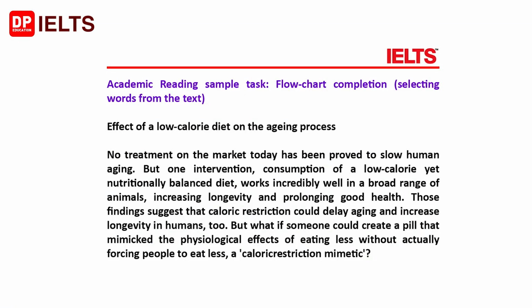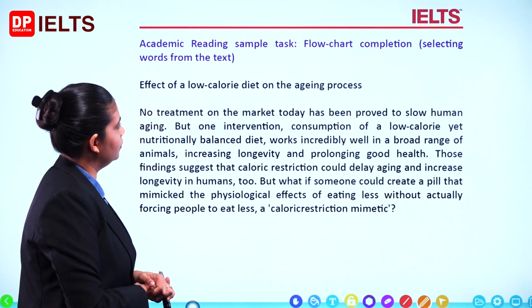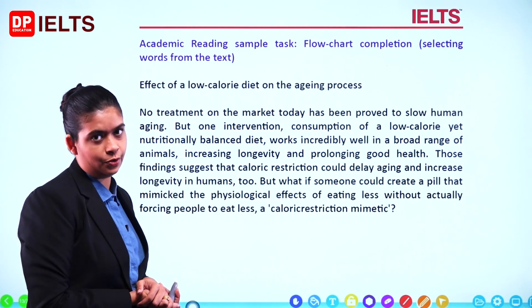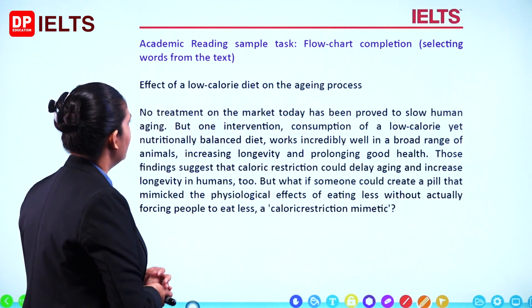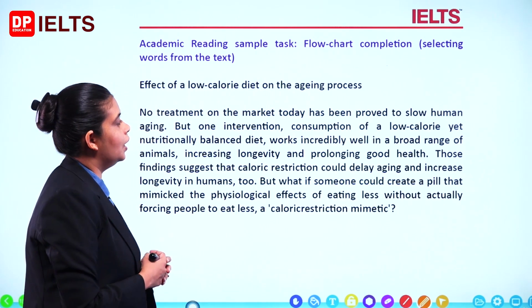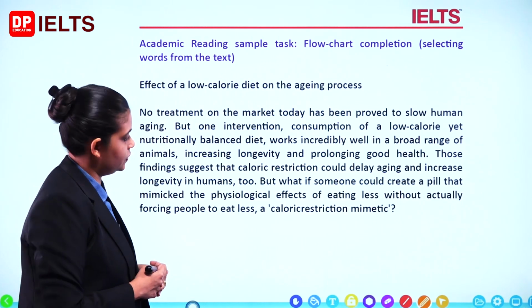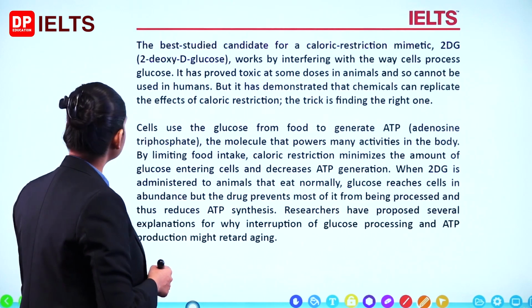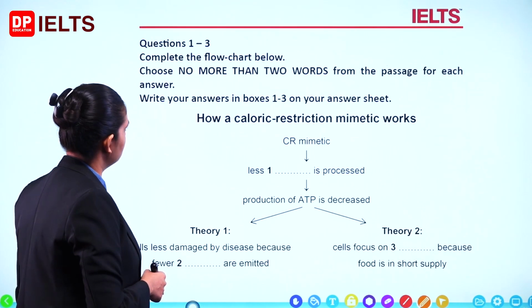Okay, next one. Academic reading sample task. We have to complete a flow chart. Effect of low-calorie diet on the aging process. So it has details about how the low-calorie diet would get involved in the aging process. Okay. So lots of information here.